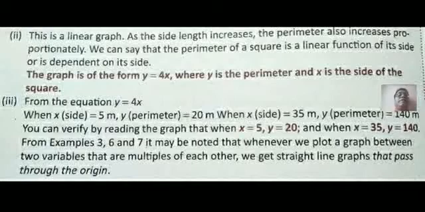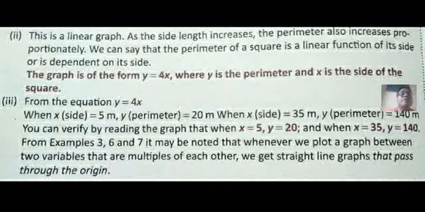This is a linear graph. As the side length increases, the perimeter also increases proportionally. So we can say that the perimeter of the square is a linear function of its side, and the graph is y is equal to 4x, where y is the perimeter and x is the side of the square.